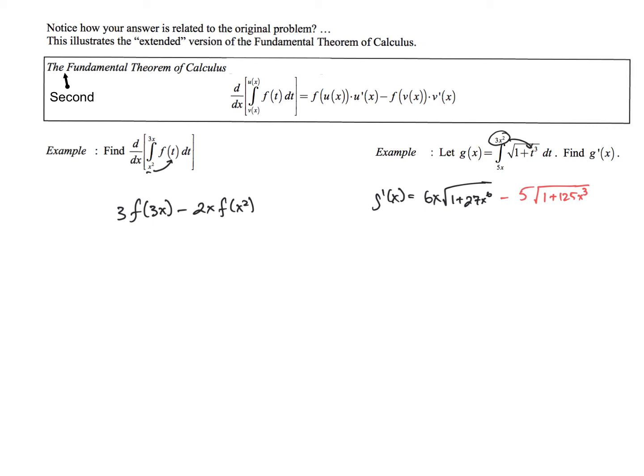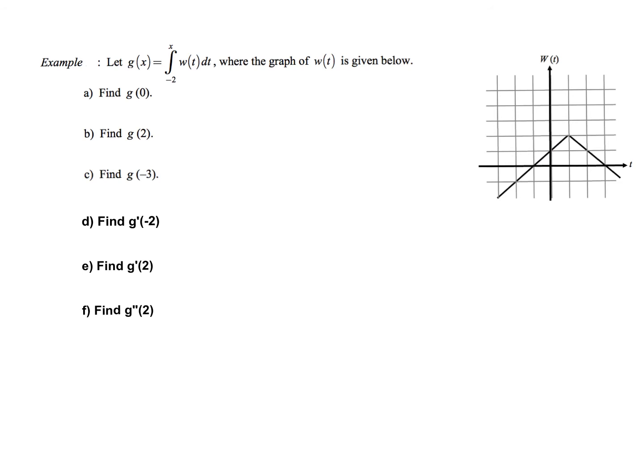All right, and so that is the extended version of the second fundamental theorem. Normally it needs to go from a constant to a variable. However, they could do this from a variable to a variable. Rarely do they do it, but they could. Here we go. Let's get to the nitty-gritty. And this is why we have it downloaded on our iPad.